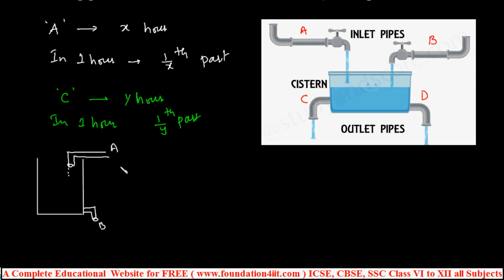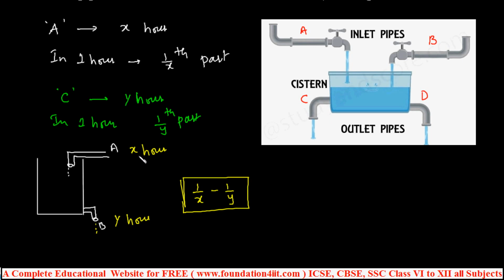In this combination, if pipe A can fill a tank in X hours, and pipe B can empty it in Y hours, and the filling is more compared to the emptying, then the net part filled in 1 hour when both pipes are open is equal to 1 by X minus 1 by Y. It can fill 1 by X part in 1 hour, and it can empty 1 by Y in 1 hour. So overall in 1 hour, with both taps open, this is filling and at the same time this is emptying. So 1 by X minus 1 by Y.